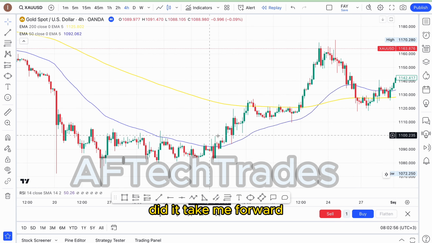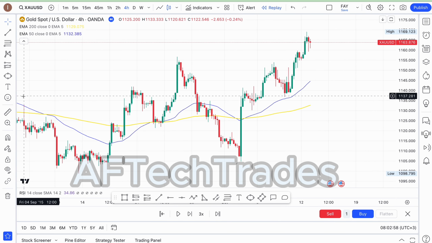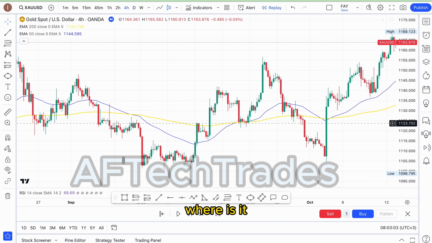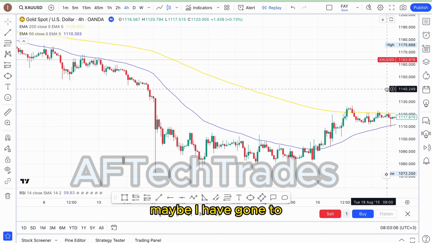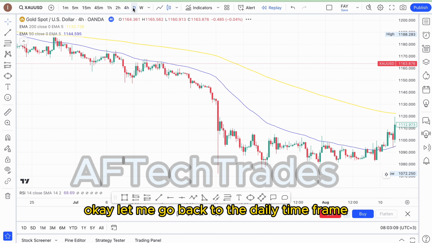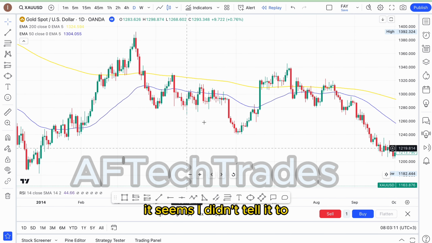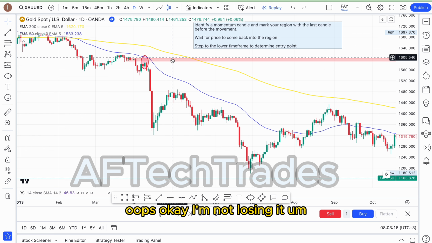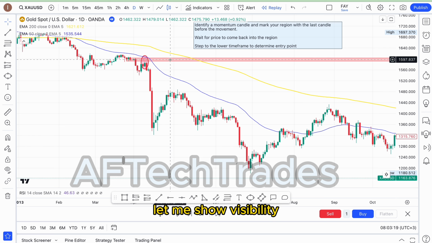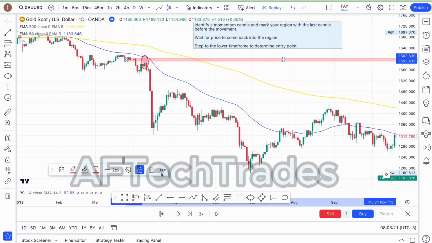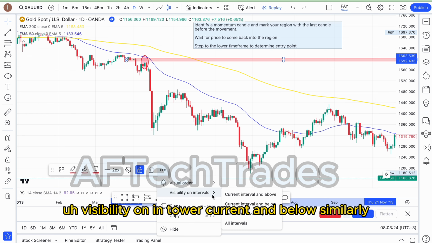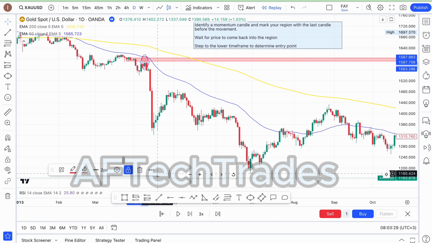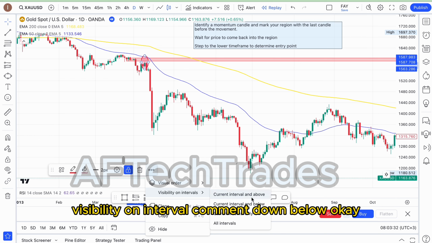Let me see, did it take me forward? My replay is still on. Maybe I have gone too far. Okay, let me go back to the daily time frame. It seems I didn't tell it to. Oops. Okay, I'm not losing it. Let me show visibility. Visibility on interval, current and below. Similarly, visibility on interval, current and below.